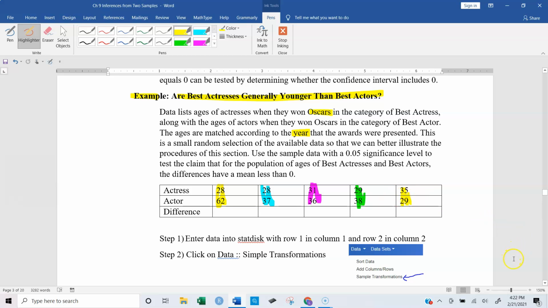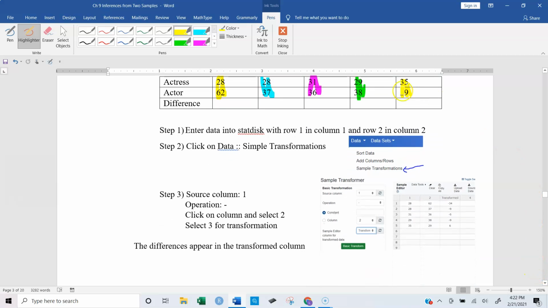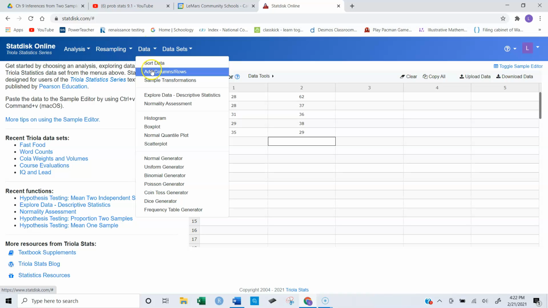All right, we're going to enter this into StatDisk. So enter those two into your first two columns, and then we're going to help you out a little bit here. All right, so we've entered in our data. Well, in order to get our differences, StatDisk will do this for us. So what you need to do, everybody ready? You need to click on Data. Now if you go down, there's a simple transformation, and that's what we're doing because we're just subtracting them.